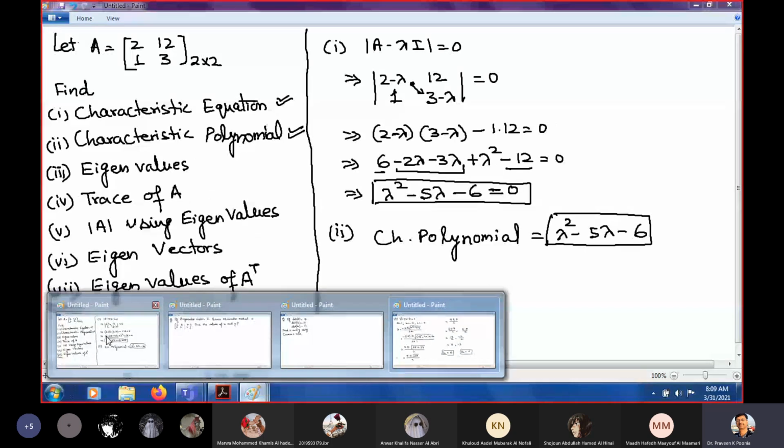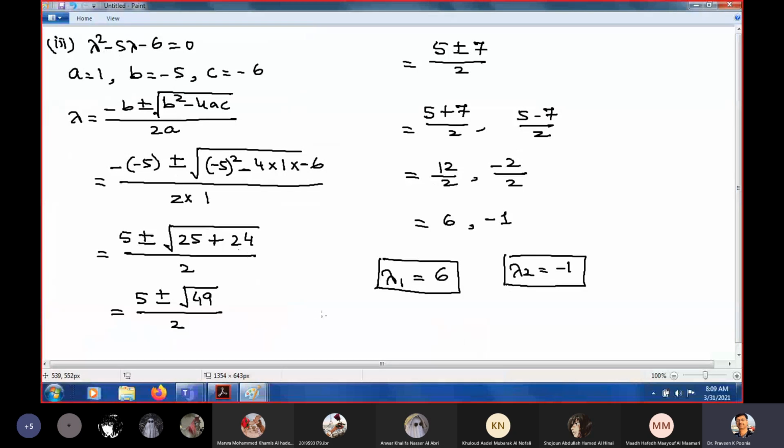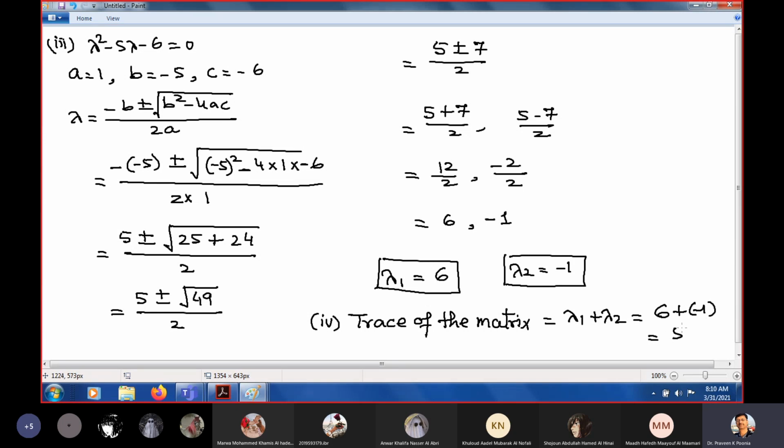Okay. Now we'll see question number 4. Question number 4 is the trace of the matrix. Yes, what is the trace of the matrix? Anyone? What I explained to you? Yes. So the trace of the matrix is lambda 1 plus lambda 2, the sum of eigenvalues. And the sum of eigenvalues means 6 plus minus 1, and 6 minus 1 is equal to 5. So 5 is the trace of the matrix.